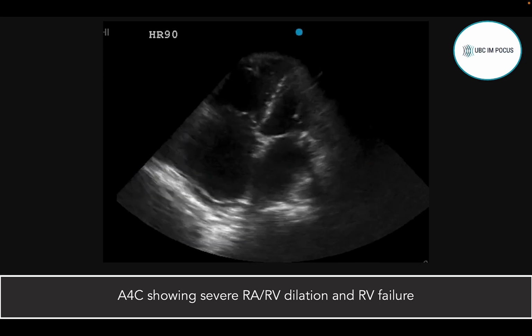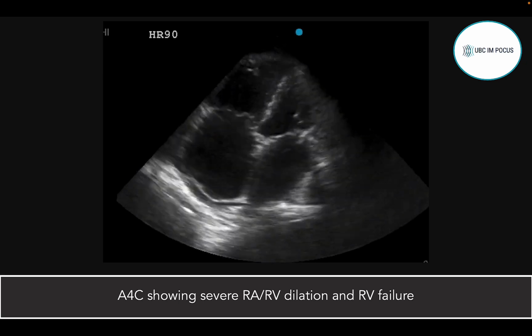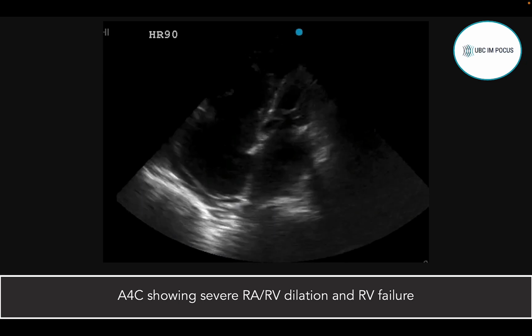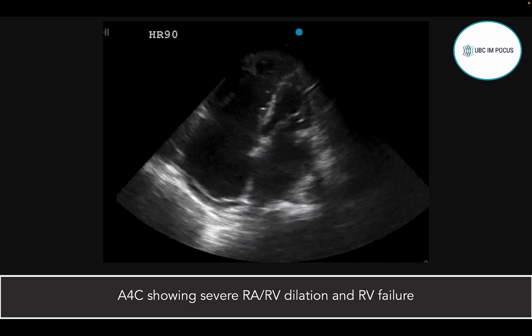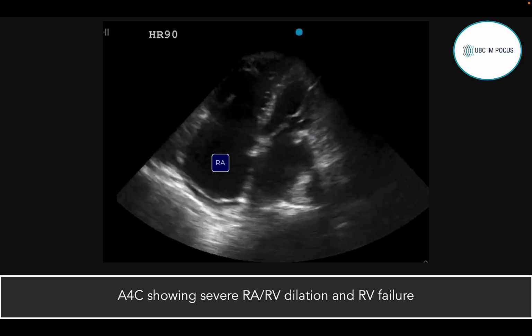We also see that the RV shape is abnormal. Instead of being small and triangular and crescent shaped, it's become kind of big and ovoid and it's taken over the apex. The right atrium is also enormous here.